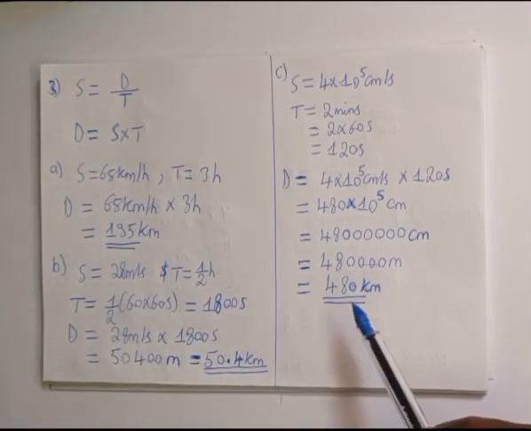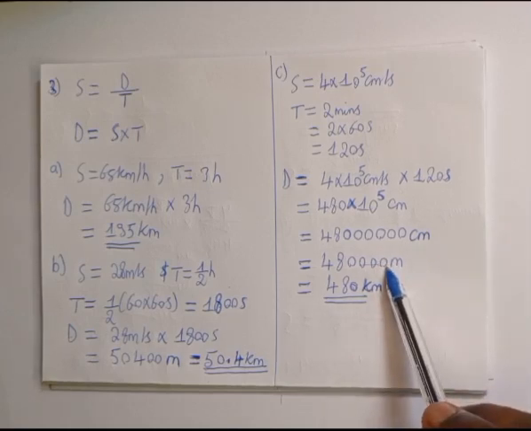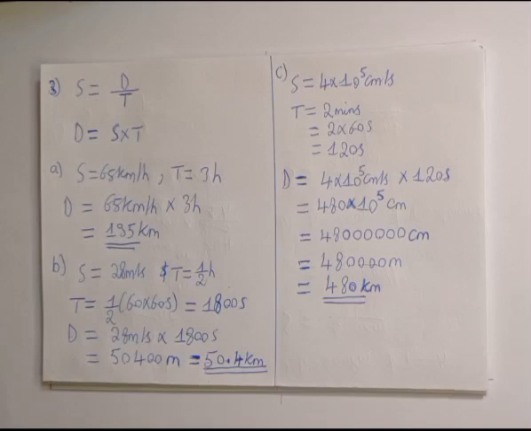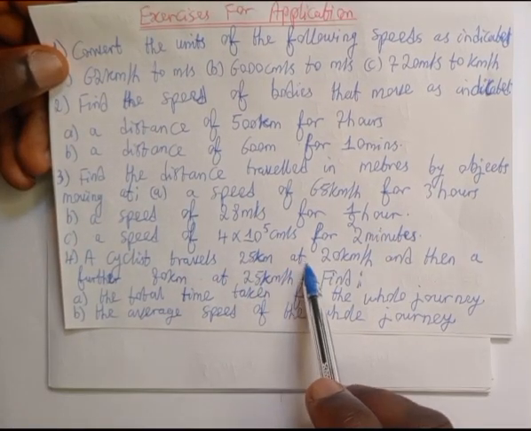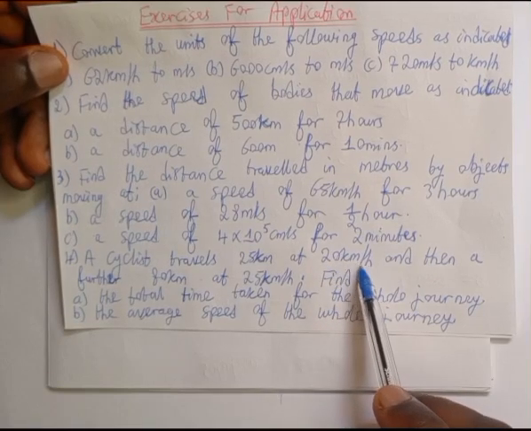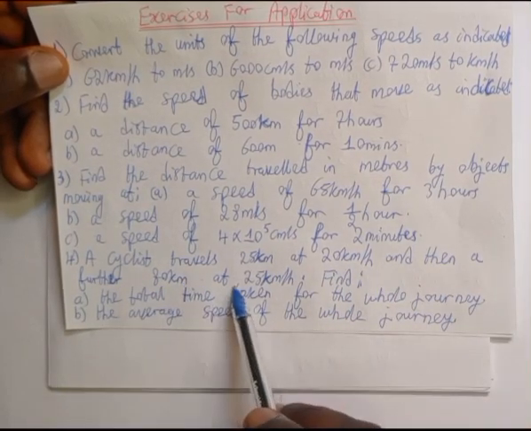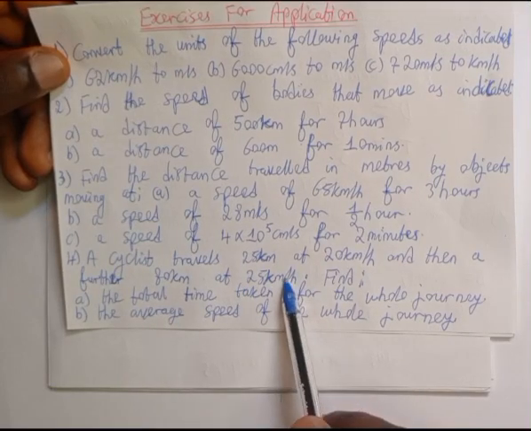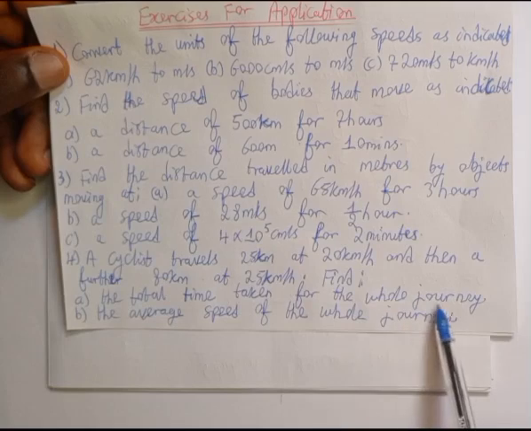You can still leave your answer in centimeters, the distance traveled in centimeters, or you can still leave it in meters. But giving it in kilometers is more preferable than writing a long number. We move now to question 4. A cyclist travels 25 kilometers at 20 kilometers per hour and then a further 80 kilometers at 25 kilometers per hour. Find the total time taken for the whole journey.